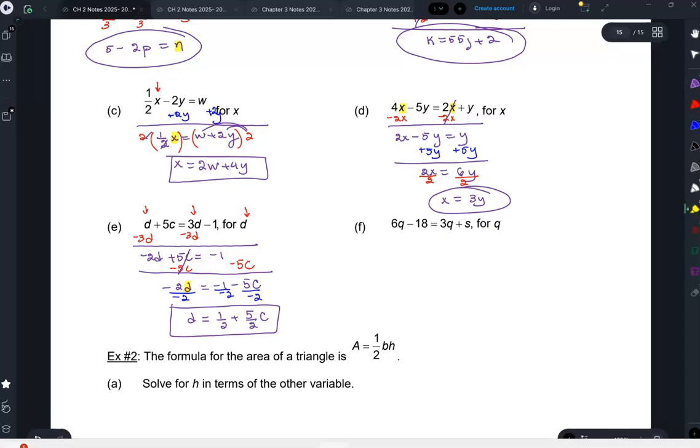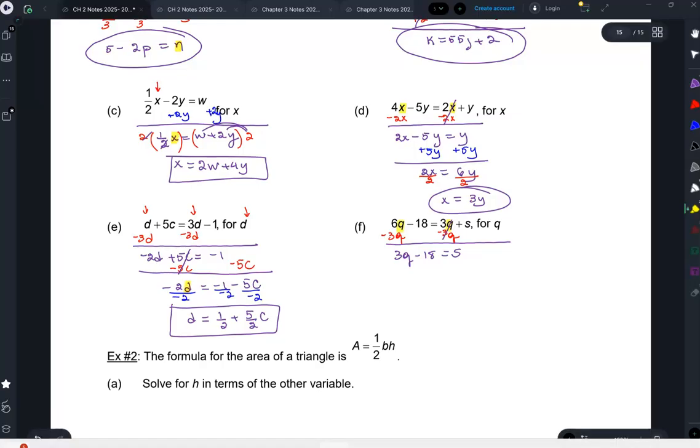So here I'm solving for q. Do you see how I always highlight the thing that I'm solving for? Okay, it makes it so much easier for me. So what am I going to do first for this one? Minus 3q, minus 3q. This goes away here. So here I have 3q minus 18 equals s.